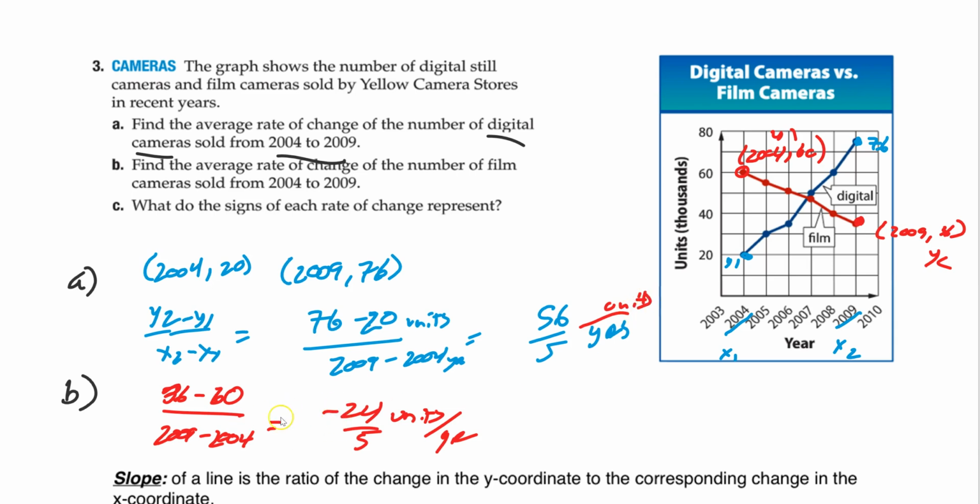And look at this one, it's a negative, right? So it's going down 24 every 5 years. So every 5 years we lose another 24,000 units sold. So that's what C is. I kind of answered right there.